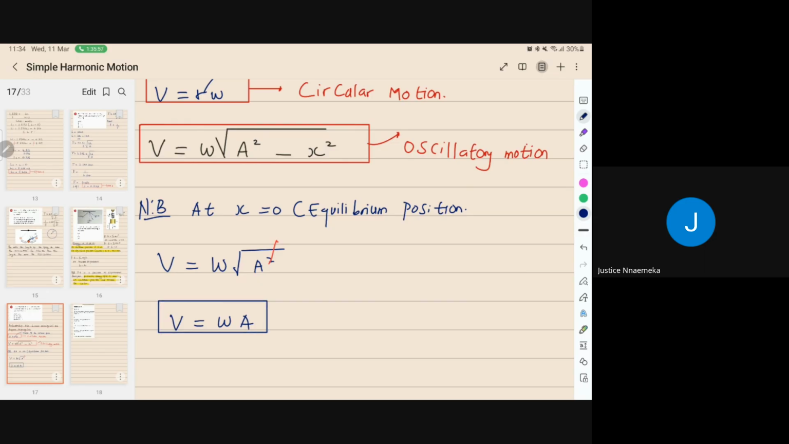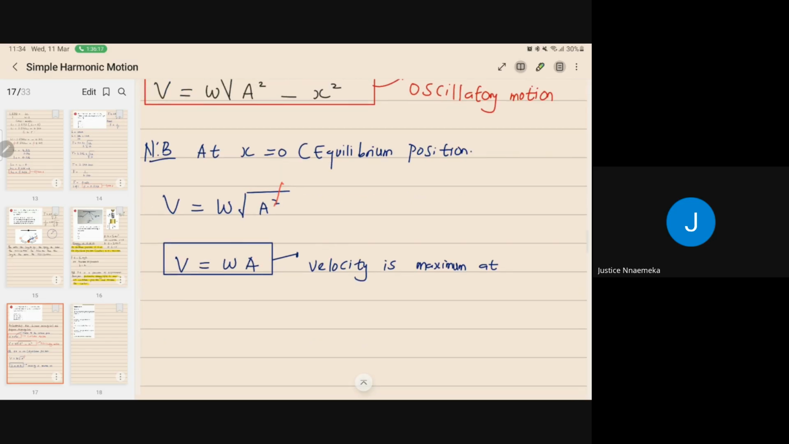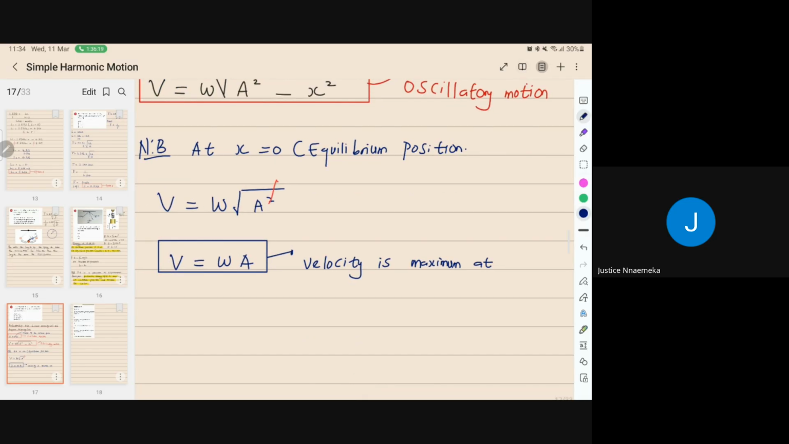So let's just leave it like this. Velocity is maximum at equilibrium position, and that's why kinetic energy is also maximum here. If you understood what I just did now, can you give me a thumbs up?